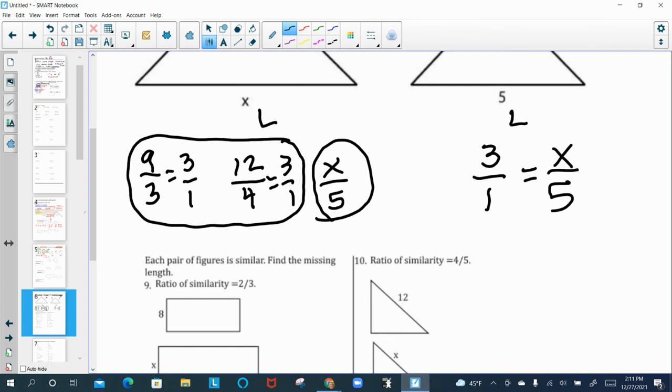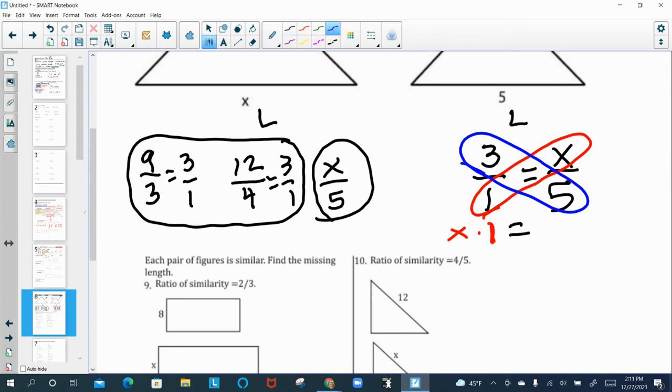So remember, when we cross multiply, we multiply on the diagonal. So we'll have x times 1 equals 3 times 5. Most of you are going to be able to do this in your head. If you need to, you go over to Desmos. But for now, x times 1 is just x. 3 times 5 is 15. And that's going to be the missing side.